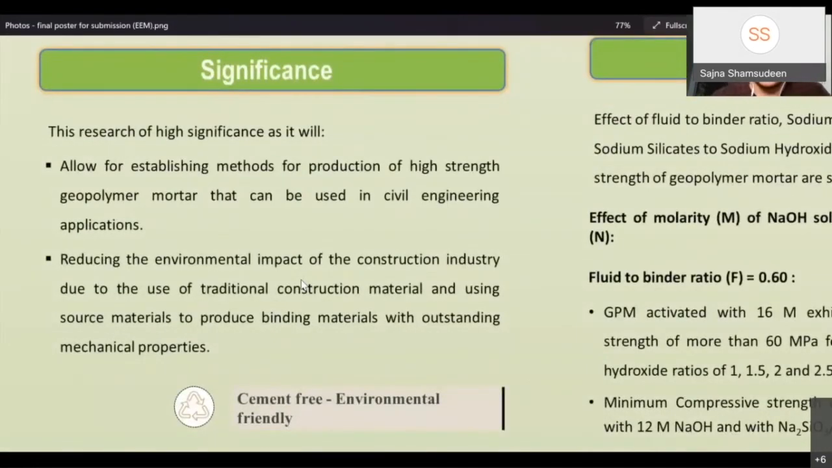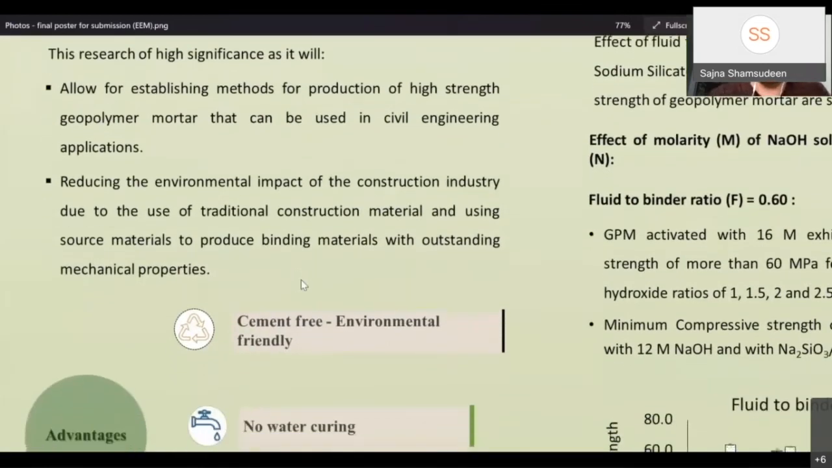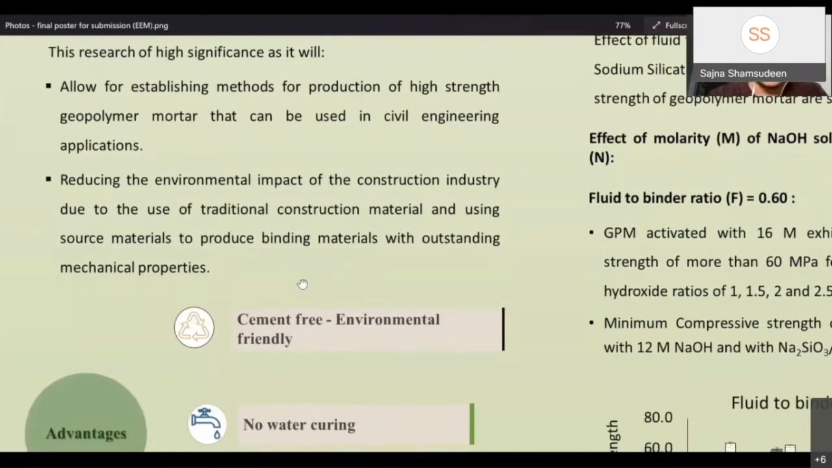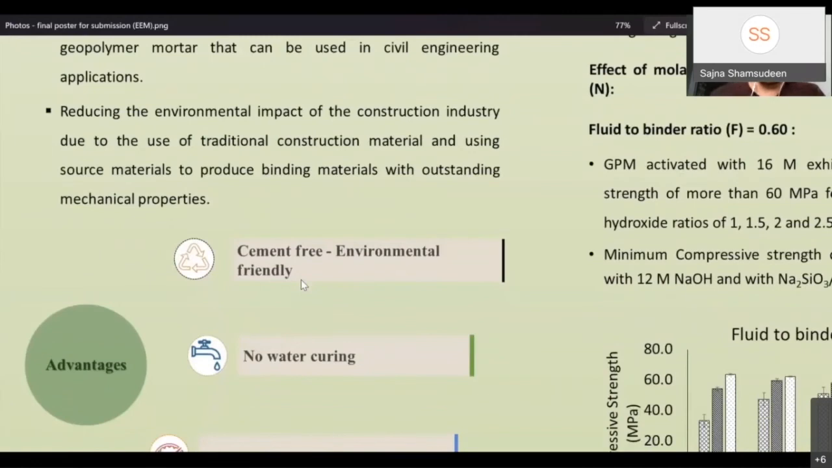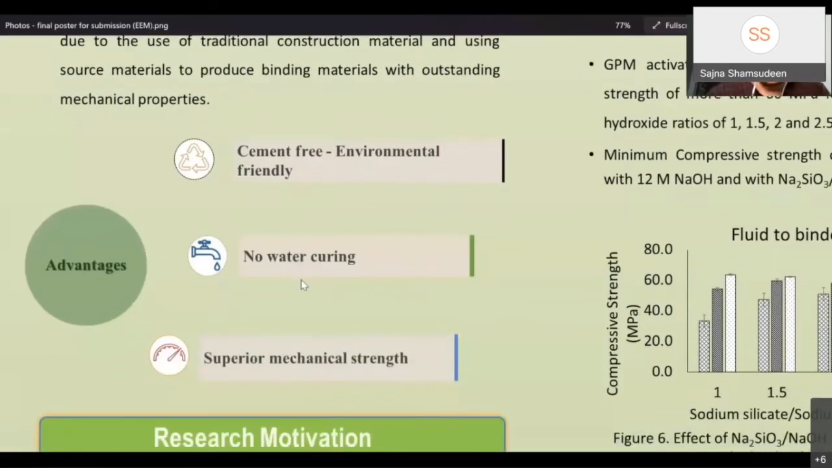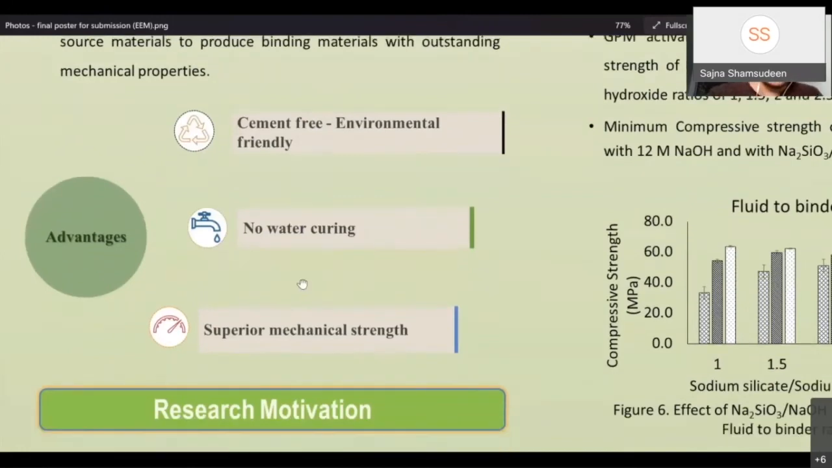Why this research is significant is that it allows us to establish methods for high strength geopolymer mortar that can be used in civil engineering applications. Also, the second thing about the significance is that it can reduce the environmental impact of the construction industry, due to the use of traditional construction material, by using source material that are not pollutant to the environment. So it's cement-free, environmentally friendly construction material. It doesn't need water, so no water at all, and it produces superior mechanical strength.